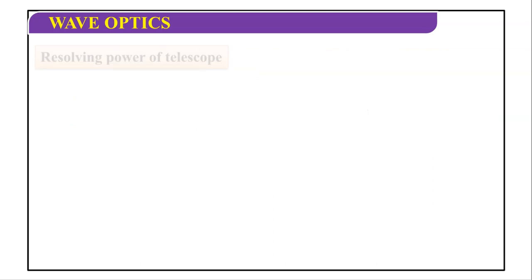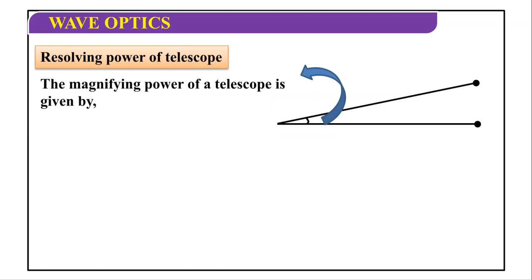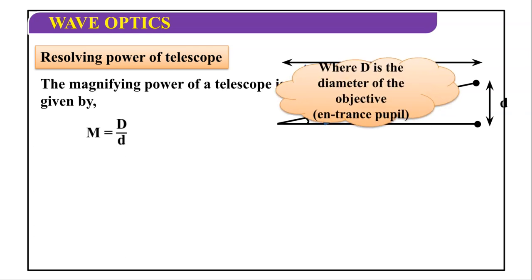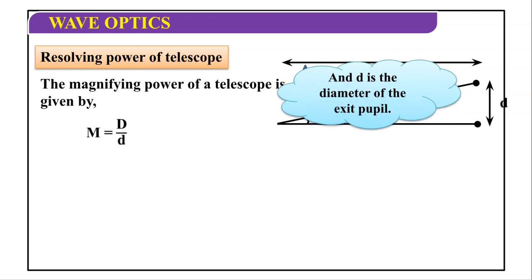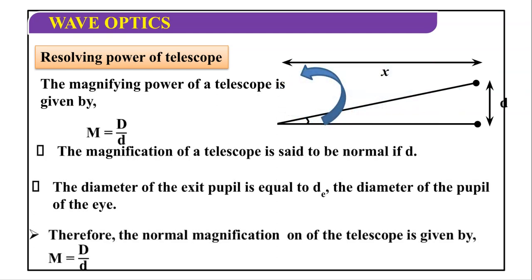Resolving power of a telescope. The magnifying power of a telescope is given by m = D by d, where D is the diameter of the objective or entrance pupil and d is the diameter of the exit pupil. The magnification of a telescope is said to be normal if the diameter of the exit pupil is equal to the diameter of the eye pupil. Therefore, the normal magnification of the telescope is D by d.